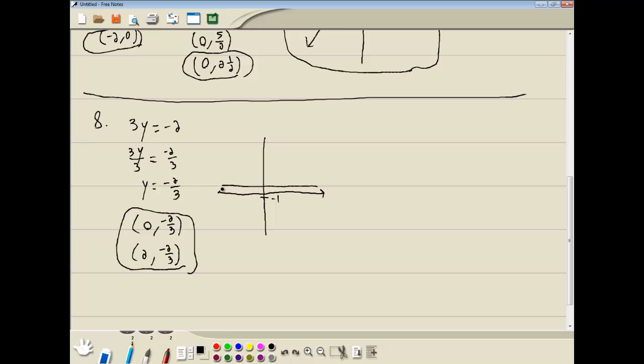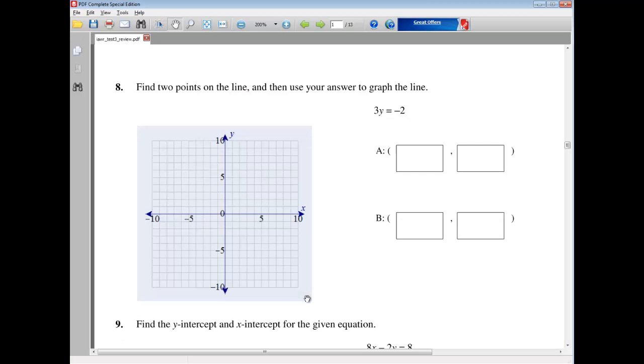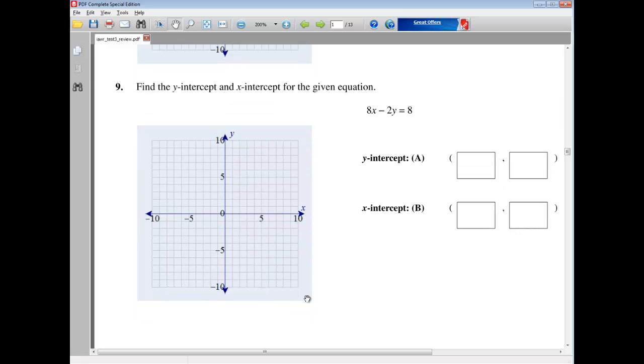You could plot those points if you want, but again, since this is one of our oddball cases, you don't really need those points to graph it. Now if I did put them on there, 0, negative 2/3 would be right there. That's my first point. And 2, negative 2/3 would be right here. So it does work, but you don't need to. Okay. Now it's specifically telling us to find the x and y, or y-intercept and x-intercept. So we got 8x minus 2y is equal to 8.